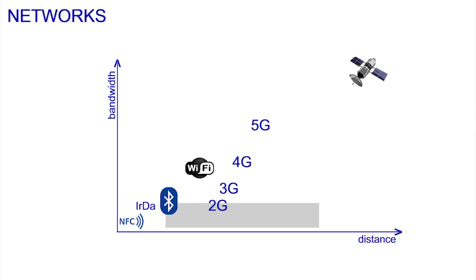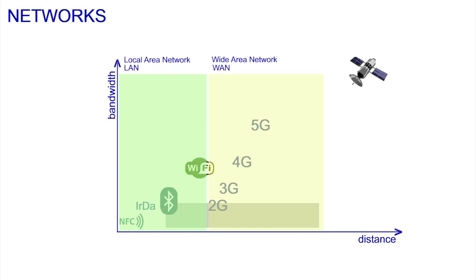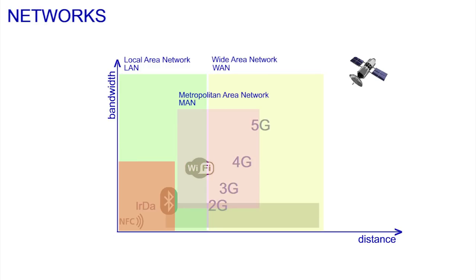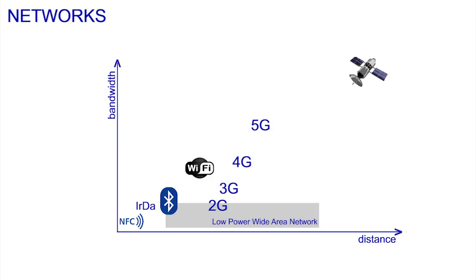Going back to our graph, we can see that we can cover it with TLAs, three-letter acronyms. The graph can be roughly divided into two generic halves, LAN and WAN, local area network and wide area network. Within this area, credit card readers, RFID, and say Bluetooth earbuds are connected that run close to your body, and so are called PAN, personal area networking. Systems that cover towns or cities are called MAN, metropolitan area networks. And most importantly for this video is this area covered by low power wide area networking, LPWAN.